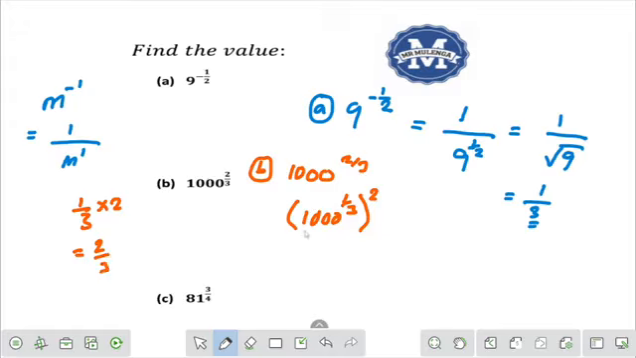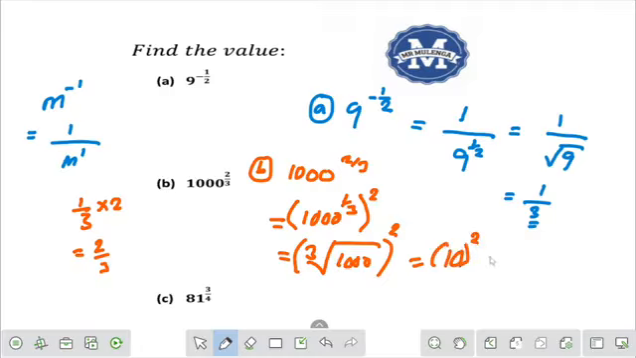Applying the power of a power rule, 1 over 3 is the same as the cube root, or the third root. So I'm going to write the third root of 1000, in brackets, raised to the power of 2. The third root of 1000 is the number you multiply by itself 3 times to get 1000, which is 10. This 10 is raised to the power of 2, and 10 to the power 2 means 10 times 10, which gives us 100. So this is our answer for question B. I hope it's clear.